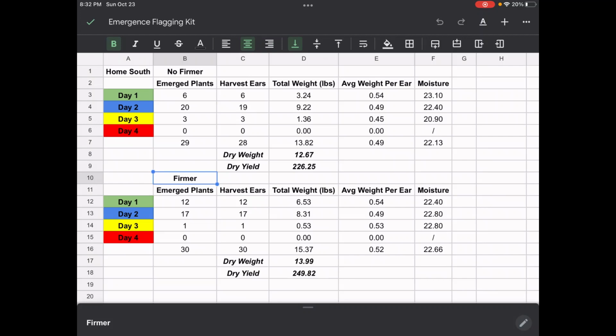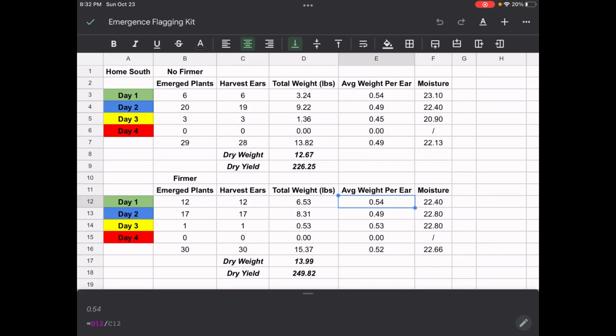So we do that all over again for the row with the seed firmer next door. So 12 and 12 on day one, even though I only found 11. But you'll find if I even take out their average weight of 0.5 pound, the wet weight is 15.37 versus 13.82. Even if we take out that 0.5 pound for the ear I didn't find, the firmer is going to come out ahead. What was shocking to me was we have almost 250 bushels here compared to 226. So like 23.5 bushels better for a seed firmer. That's kind of hard to believe, but that's the result I got.